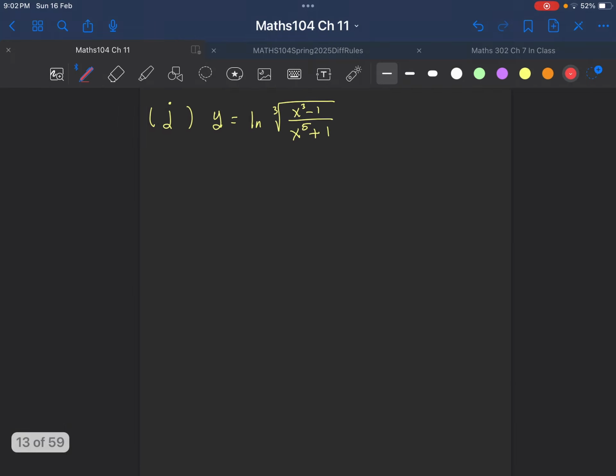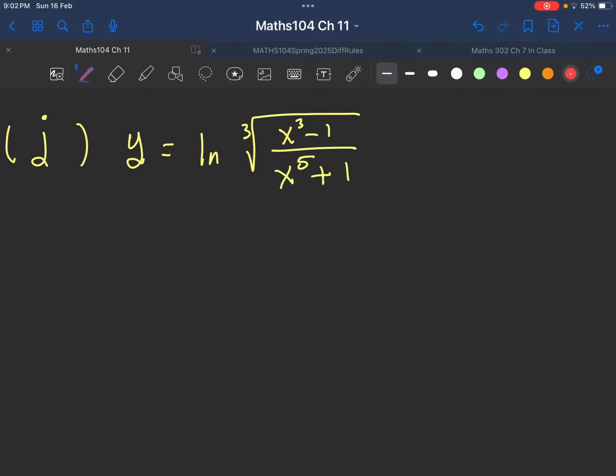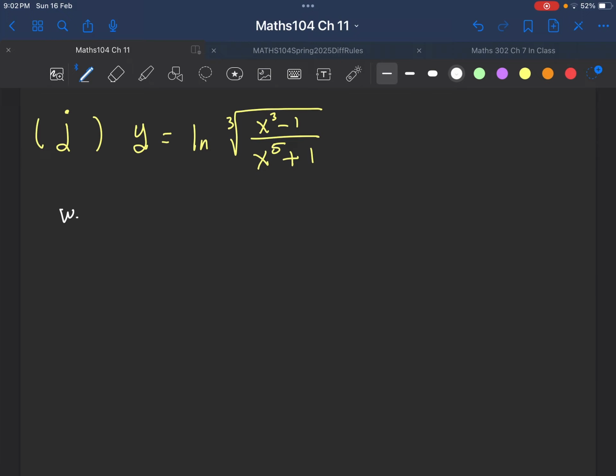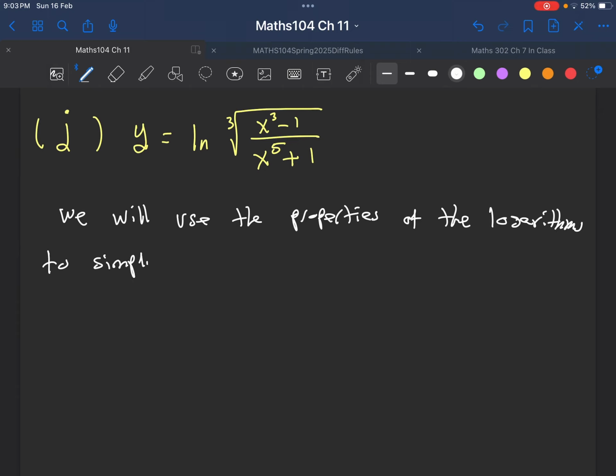Question number J, we will use the properties of the ln. Now, this question, don't deal with this as u. This is not recommended. In this question, we will use the properties of the logarithms to simplify the function. What do I mean by simplify the function?